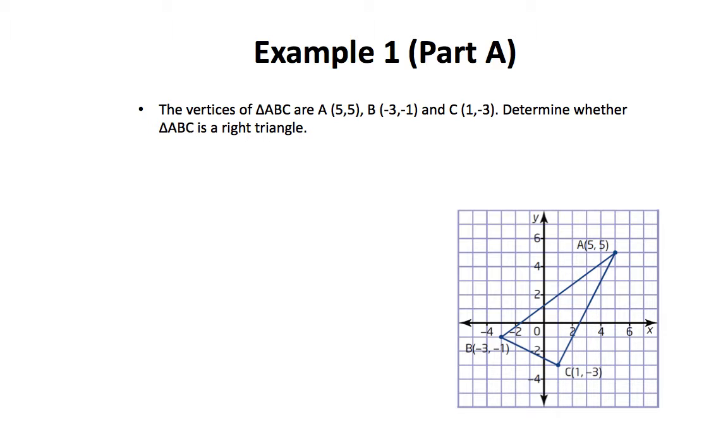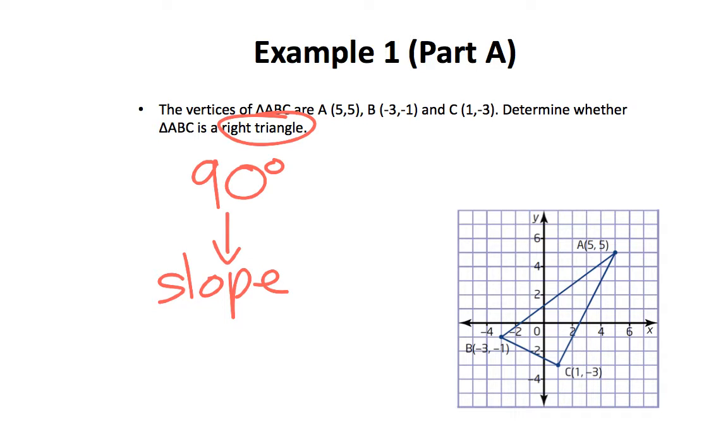If you remember, a right triangle has a 90-degree angle. Now, when you're talking about a 90-degree angle, you can verify that using the slope equation. Now, how are their slopes going to be related? Well, they're going to be something we call negative reciprocals.